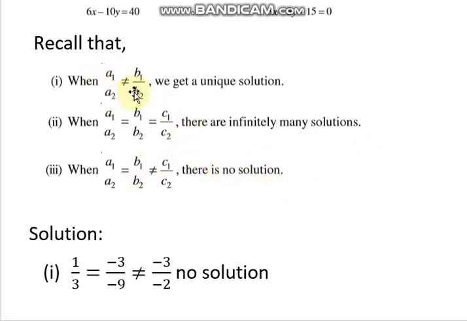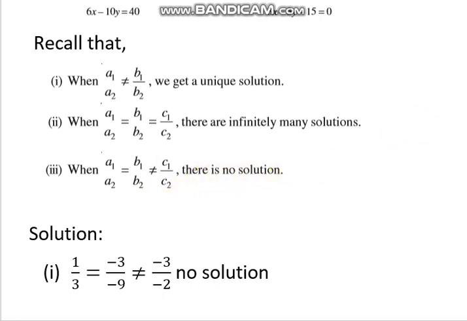So when a1 upon a2 is not equal to b1 upon b2, we get a unique solution. When a1 upon a2 equals b1 upon b2 equals c1 upon c2, then there are infinitely many solutions. So when all the ratios are equal, we can say that there are infinitely many solutions. In the graphical method, we can say that both the lines are coincident. Now when a1 upon a2 equals b1 upon b2 but is not equal to c1 upon c2, then the lines will be parallel, so there is no solution.